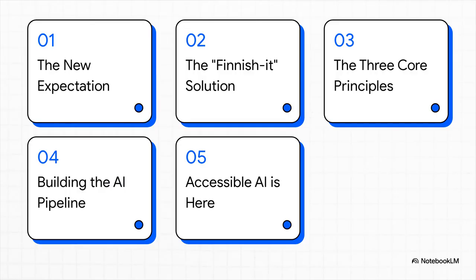All right, so here's our game plan for this explainer. We've talked about this new expectation. Next up, we're going to look at a real-world app called Finish. Then, we'll dive into the 3 core principles behind its magic. After that, we'll walk through the actual AI pipeline, and we'll wrap up with the big idea here, that this kind of AI is officially here for everyone.